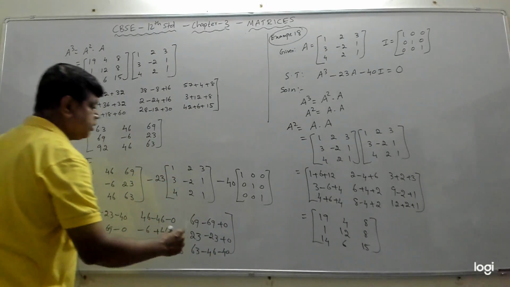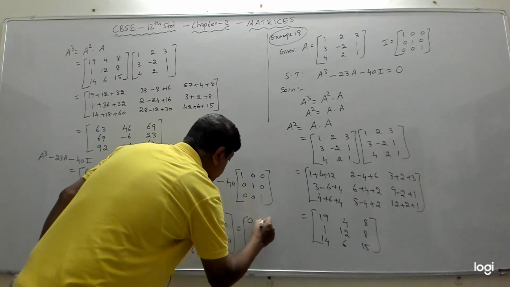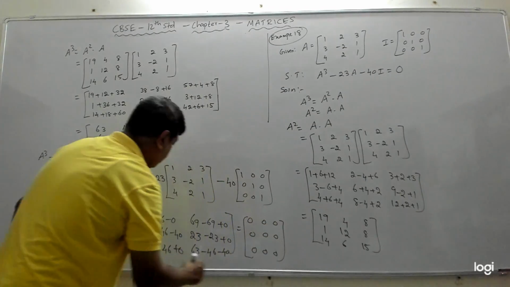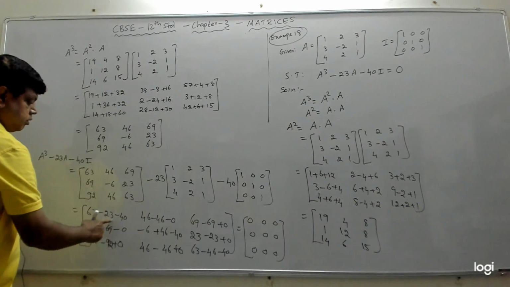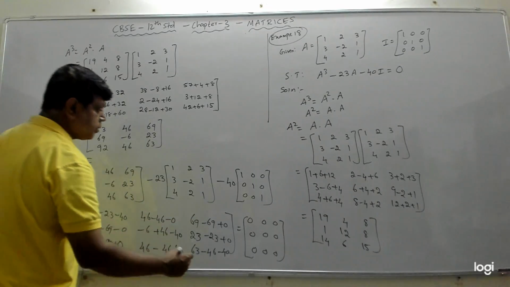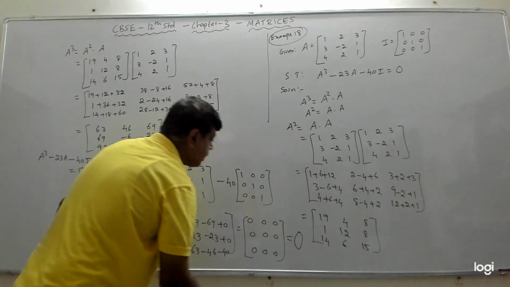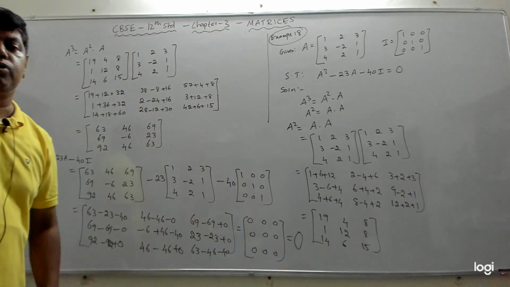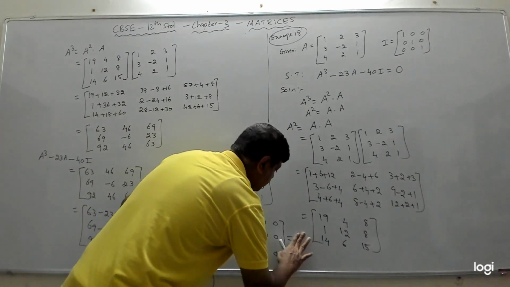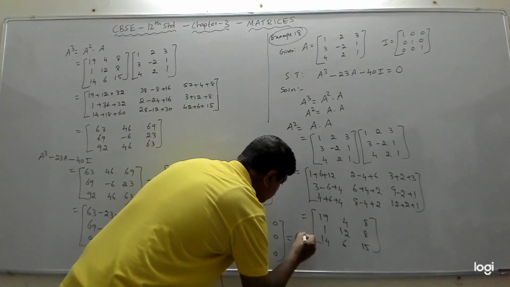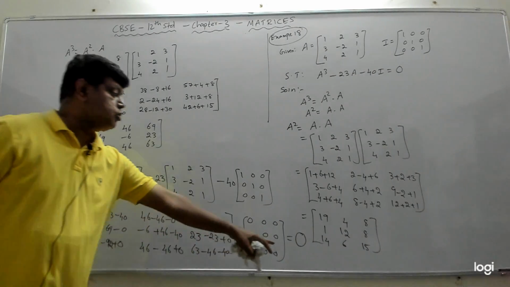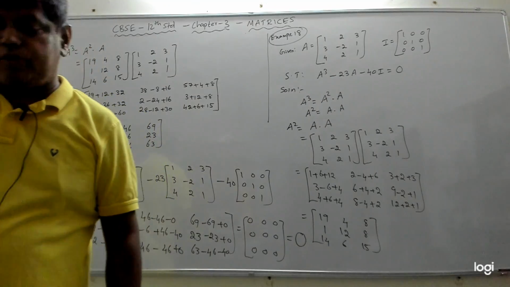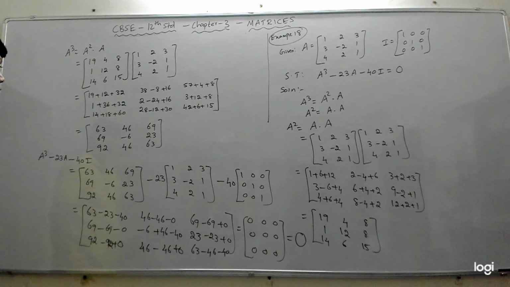Now if you evaluate all this, we get 0, 0, 0, 0, 0, 0, 0, 0, 0. All are 0. If everything has become 0, it is equal to the 0 matrix. So A cube minus 23A minus 40I is equal to 0, right? This 0 is the 0 matrix. So we have proved A cube minus 23A minus 40I equal to 0. Fine. So all of you can take the notes.